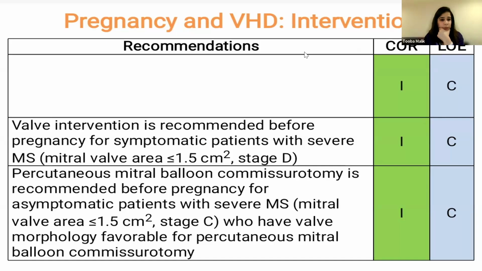Percutaneous mitral balloon commissurotomy is recommended before pregnancy for asymptomatic patients with severe MS who have valve morphology favorable for percutaneous mitral balloon commissurotomy. So you can give them both the options. It depends on the age of the patient, the surgical assessment, etc. But ideally, the bottom line is that any mitral stenosis severe enough to be causing symptoms should be treated. But if you are asymptomatic and you still have severe MS and you are planning to get pregnant, you should still have the mitral valve repaired because it will get worse when women are pregnant.